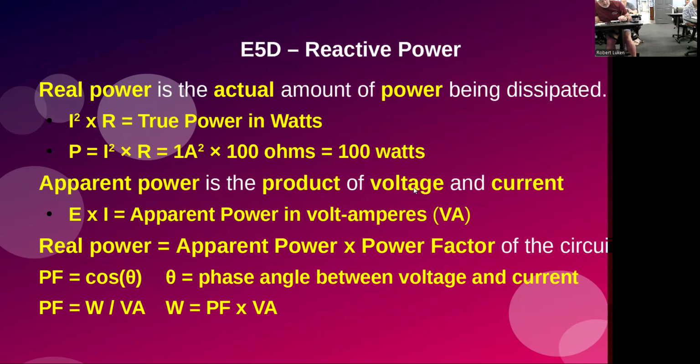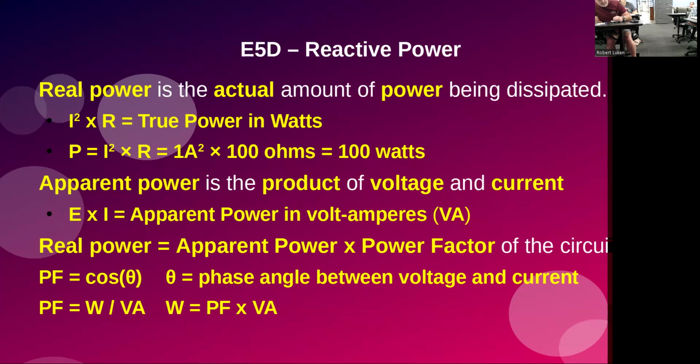So real power is the actual amount of power that's being dissipated in the circuit. Like your 100-watt light bulb is dissipating about 100 watts of power, less light, but as far as the electric company is concerned, it's 100 watts.